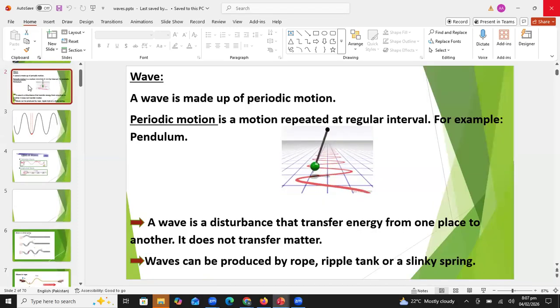So I'm repeating, wave is made up of periodic motion. Periodic motion means any motion which is repeated at regular intervals. And wave is a disturbance that transfers energy from one place to another place. So when a wave is generated, the medium is not transferred, only the energy is transferred in terms of wave from one place to another place.